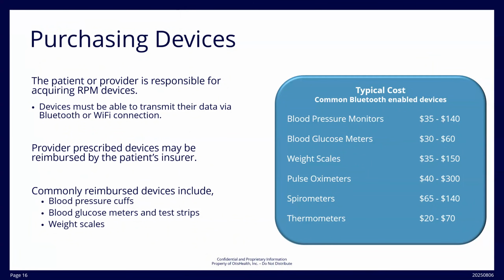So purchasing the devices costs vary a bit. The blue box shows some examples of what we've encountered in our research. Again, the critical item is the device must transmit automatically from the device into the app. The devices could be reimbursed by the insurer, and again, these are some examples. Reimbursed devices include blood pressure cuffs, blood glucose meters, and test strips and weight scales.